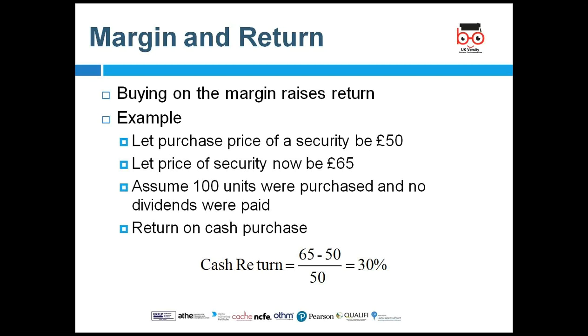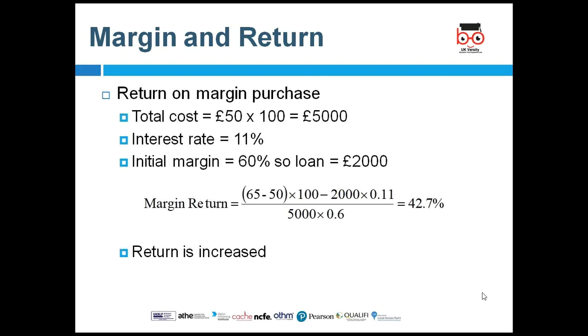We purchase at 50 and sell at 65. So today it is 30%, so the cash return can be high. That's why the high return in one day is the return on the margin. So total cost, interest rate, initial margin, so the loan, and the return is increased. We can measure the return from the date until now and see how many percent.